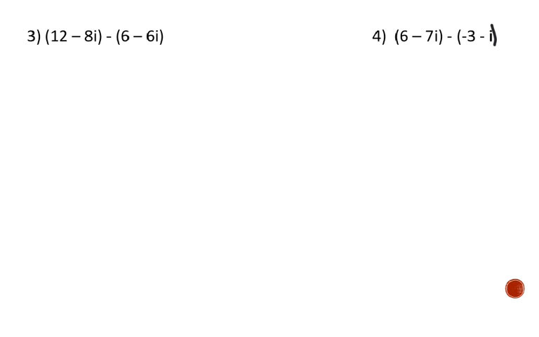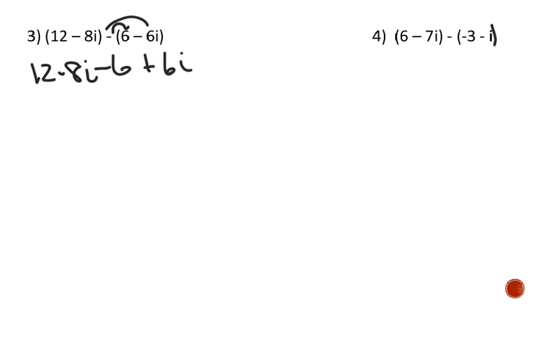Okay, so 3 and 4 are subtracting, so we're going to make them look like examples 1 and 2. So number 3 says the quantity of 12 minus 8i minus the quantity of 6 minus 6i. So we're going to distribute this negative first to this second set of parentheses. When we do that, that's going to give us -6 plus 6i. Then we're going to bring down this first set, which is just 12 minus 8i.